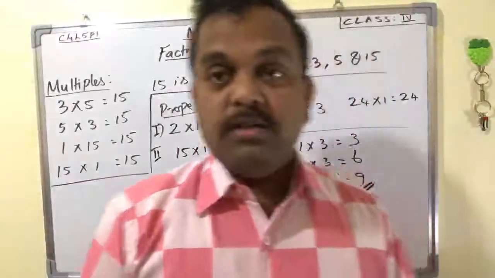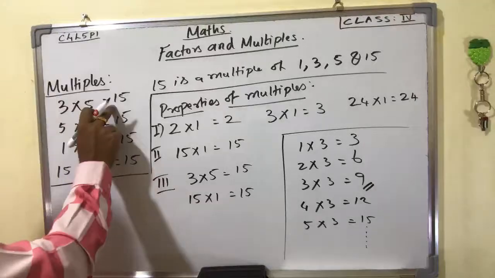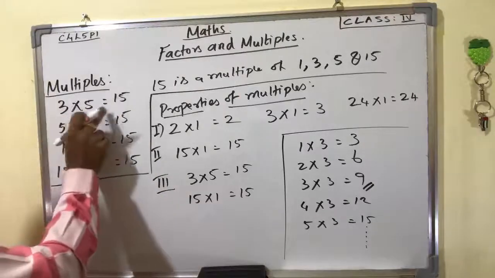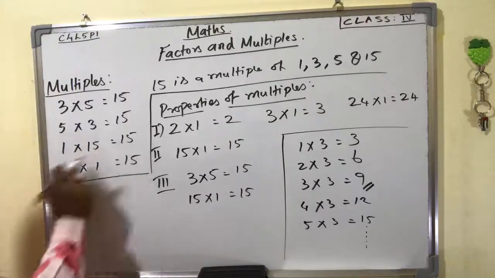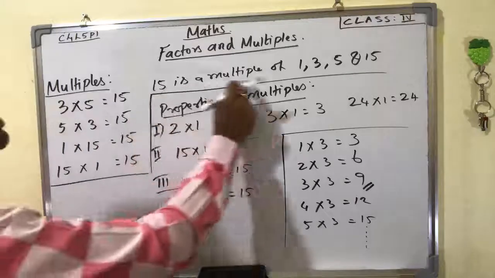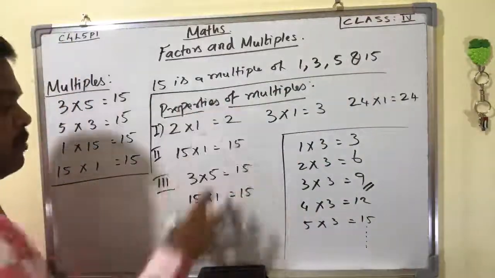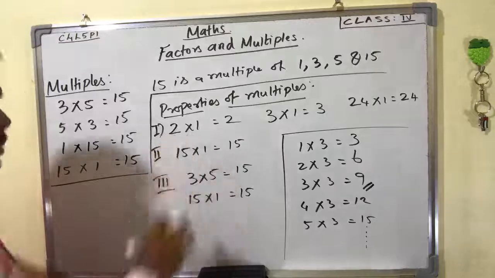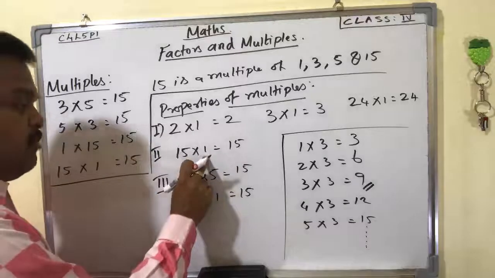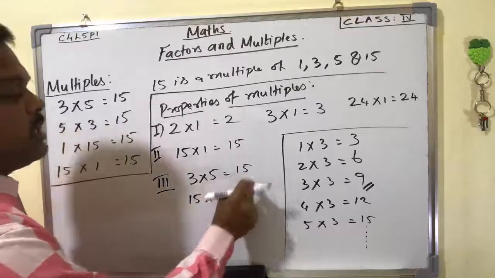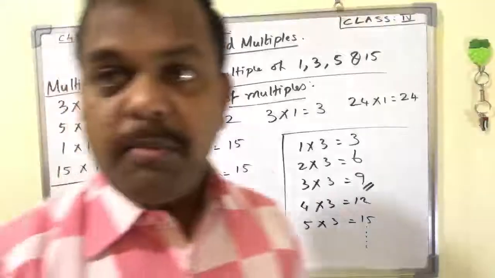Look here, factors and multiples. First, multiples. For getting the answer 15, two numbers we multiplied: 3 5s are 15, 5 3s are 15, 1 15 is 15, 15 into 1 is 15. So 15 is a multiple of 1, 3, 5 and 15. Some properties I also explained. Every number is a multiple of itself and 1 is a multiple of all numbers. Multiples will be greater or equal. And there is no limit of multiples.